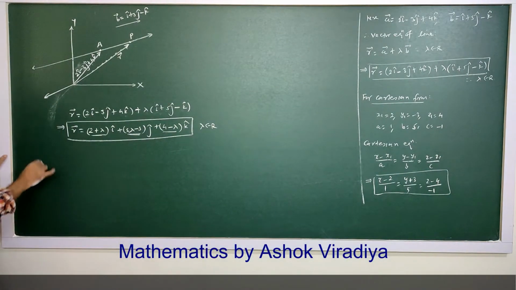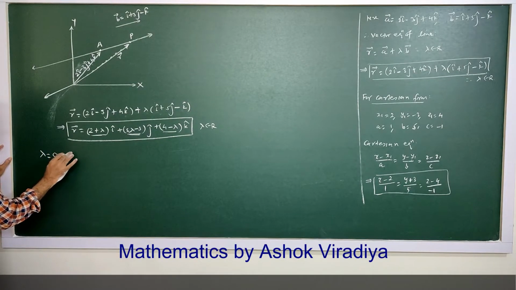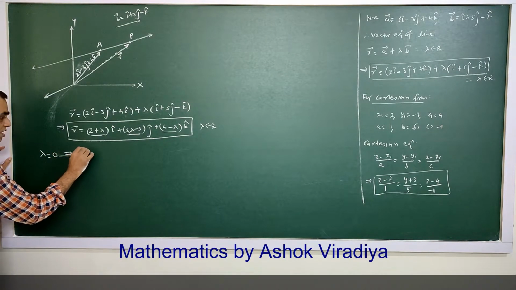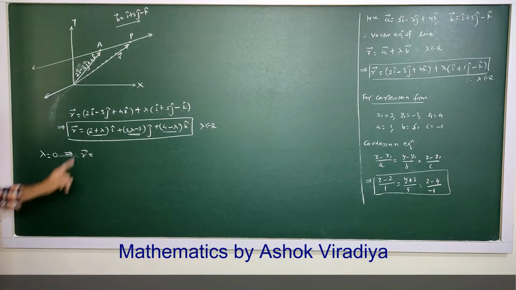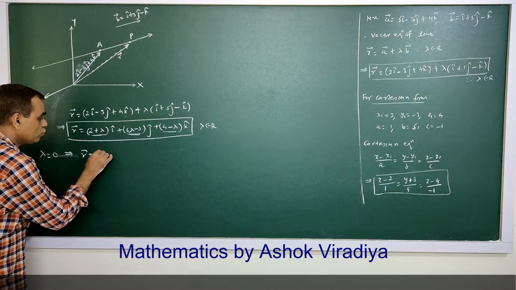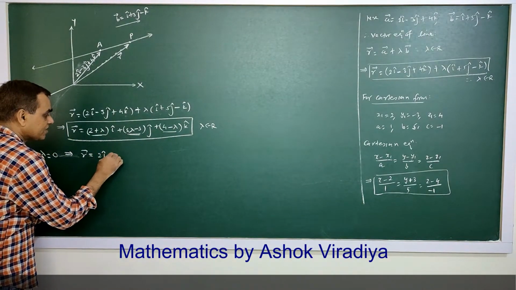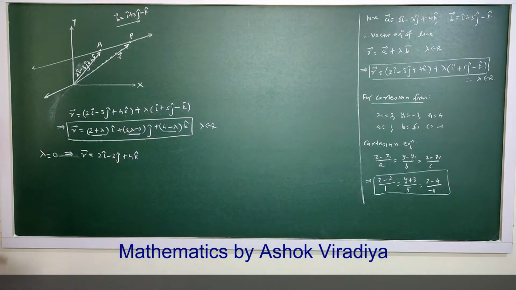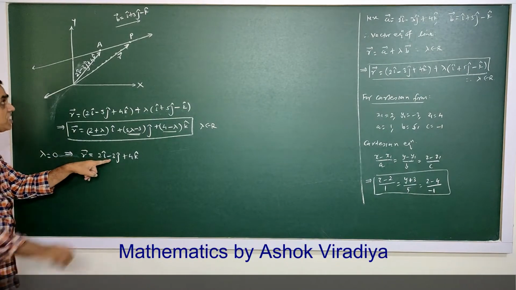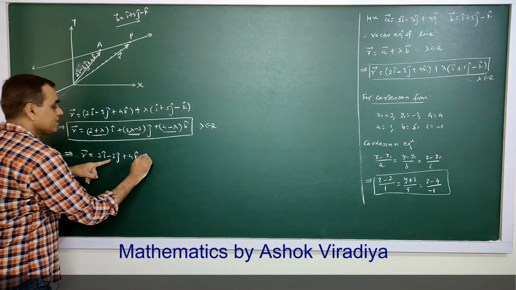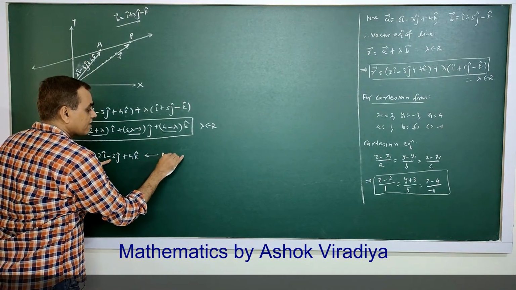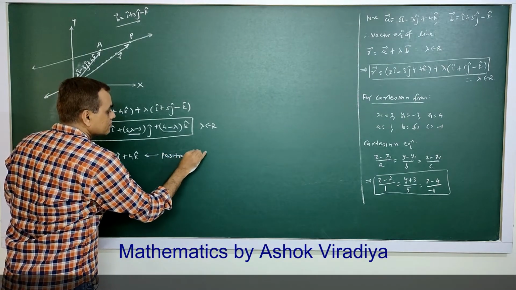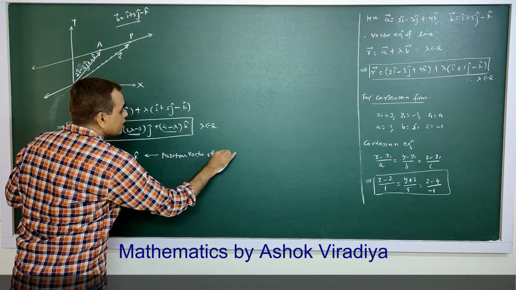Now here, suppose we take lambda equal to 0. Then lambda equal to 0 gives vector R equal to, put here 0, so what you get: 2i plus minus 3j plus 4k. Lambda equal to 0 gives the position vector of the given point. This is the position vector of a given point.